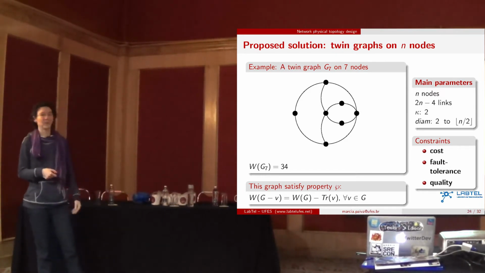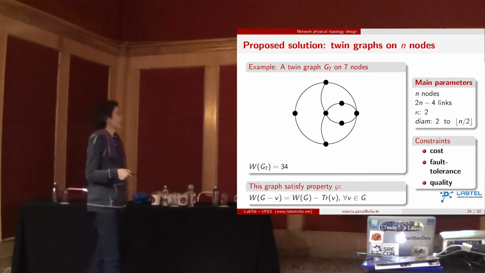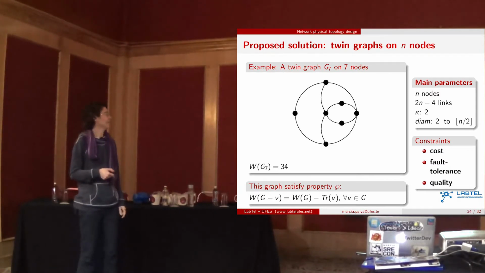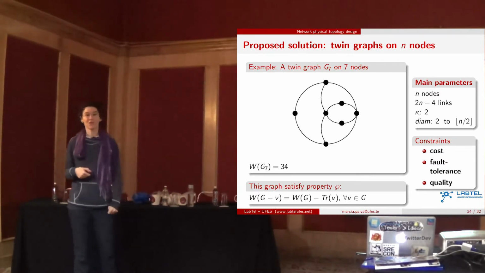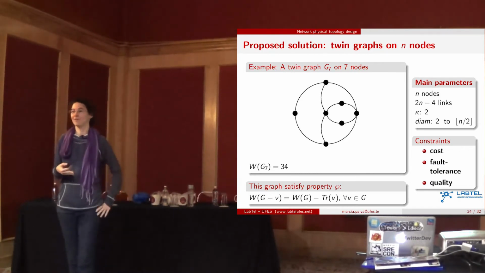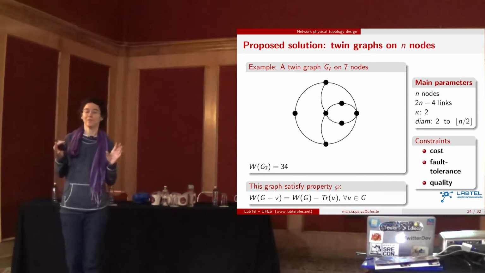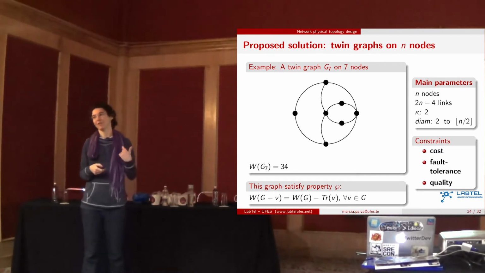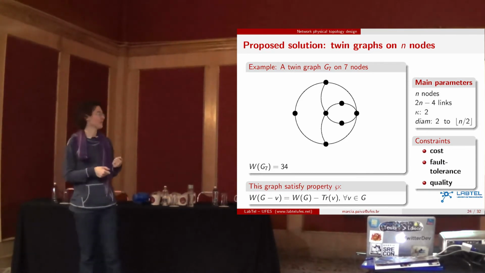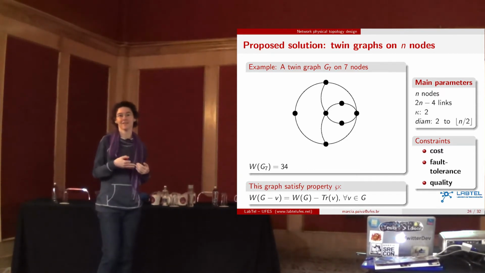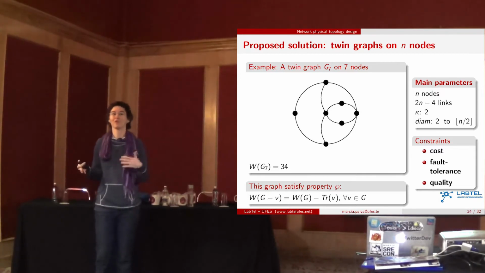Then all twin graphs on any n nodes have 2n-4 links, and they are two-connected, and they have diameter ranging from 2 to n over 2. So here also we have a family that can be related to the trees, because for each number of nodes, we always have at least one twin graph with every diameter in this range. So the family is built like the family of trees.